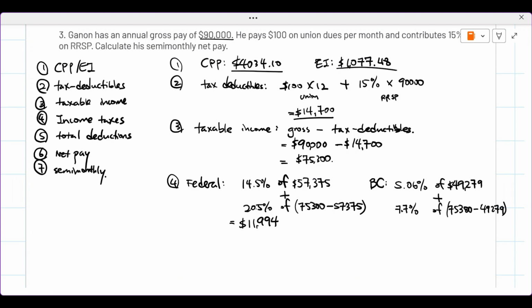So let's put that into the calculator. 5.06% of 49,279 plus 7.7% times the bracket 75,300 minus 49,279. And according to the calculator, it's approximately equal to $4,497.13. And these are also deductions, so let's put an underline through that. So that's step 4 completed.